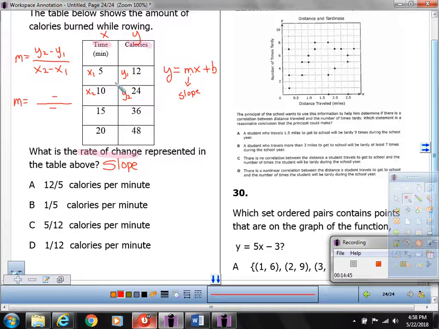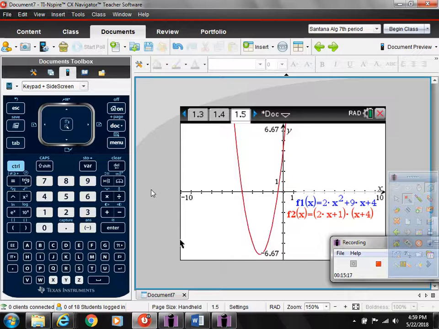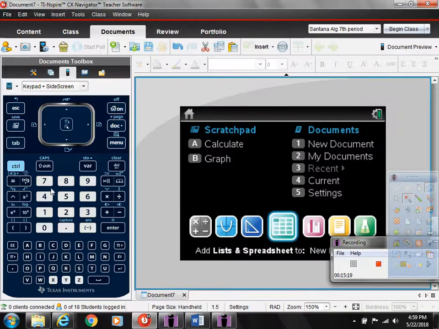It would be 24 minus 12 divided by 10 minus 5. So our rate of change would be 12 over 5. And this is representing the y's are the calories, so it's representing calories per minute. So I'm going to look for my answer choices here. Looks like A would be the correct answer choice. Now before I pick that, I would definitely want to use a spreadsheet to double check my work.